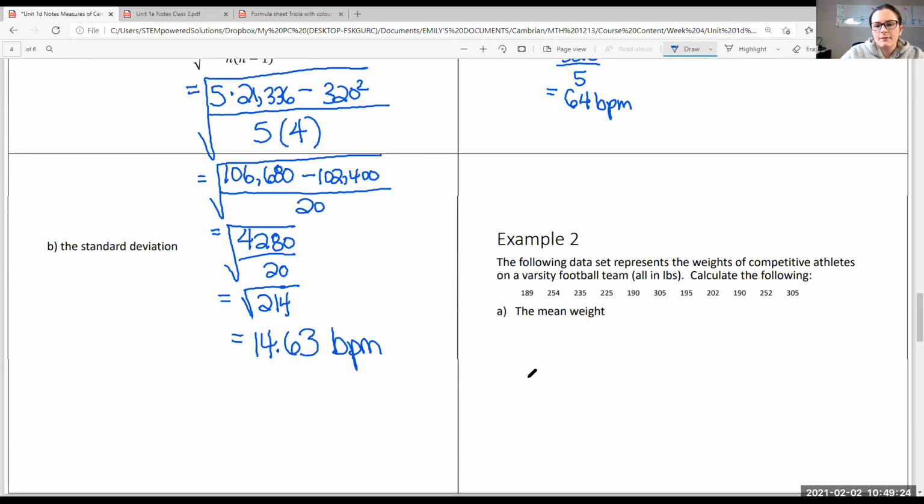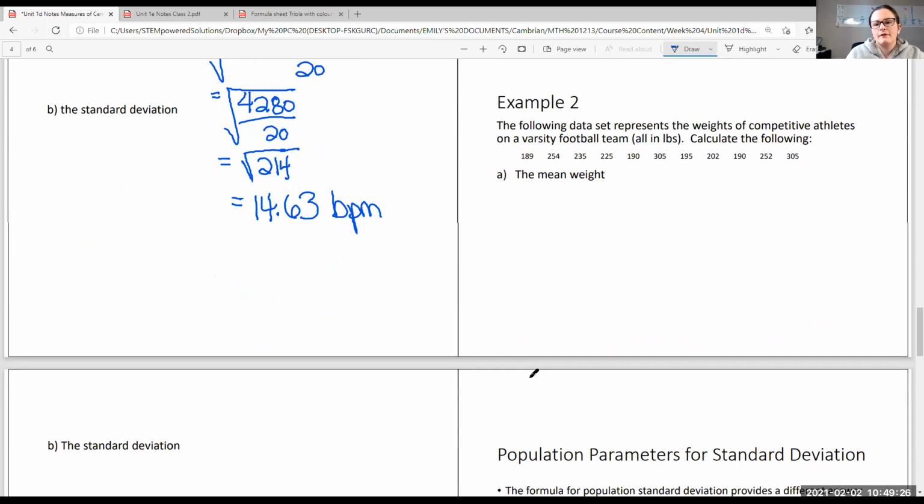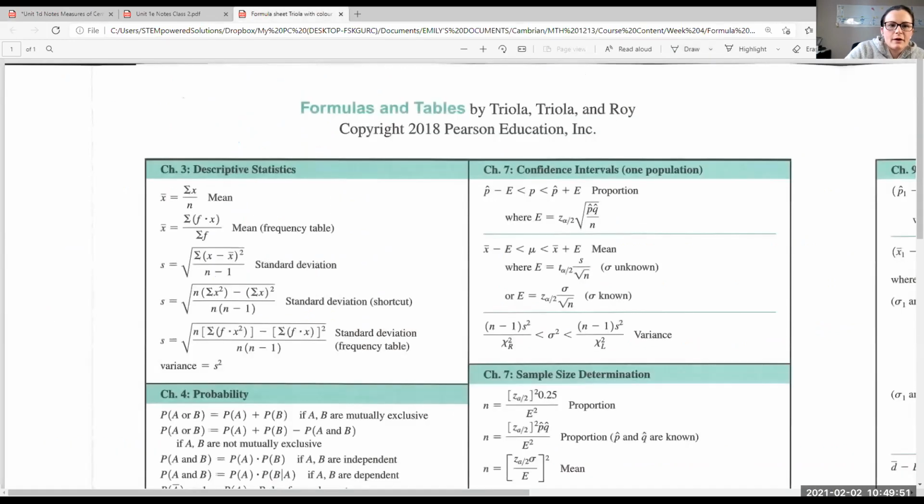All right, so the mean weight. Let's calculate the mean weight of the varsity football team here. Example 2: the following data represents the weights of competitive athletes on a varsity football team, all in pounds. Calculate the mean weight. The mean weight is calculated by the sum of all x's divided by the number of x's. I got that formula from this sheet right here, the first formula.